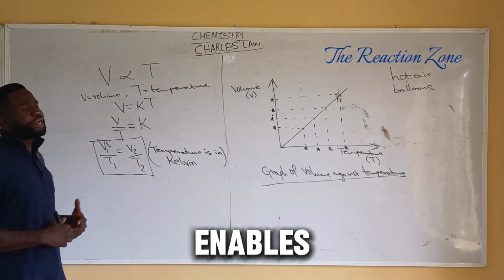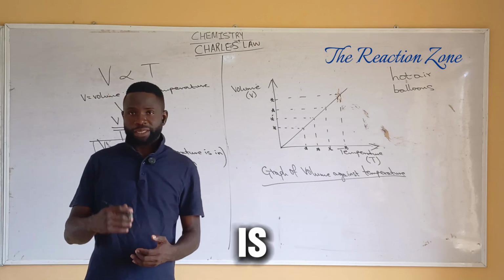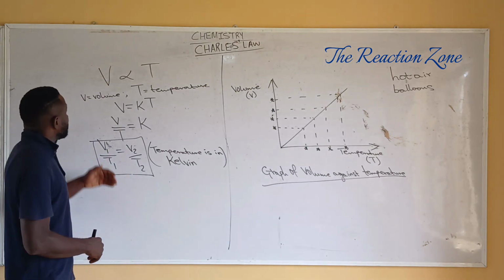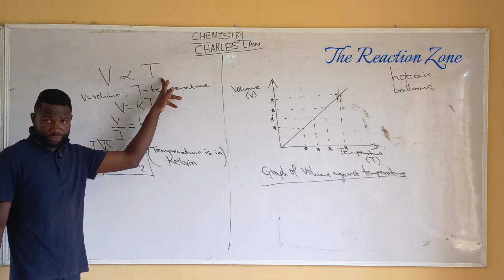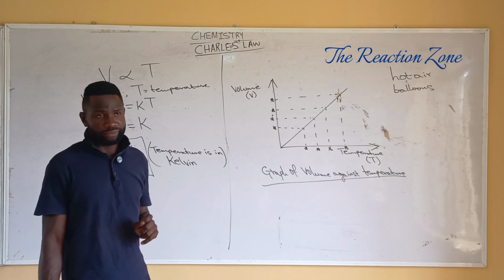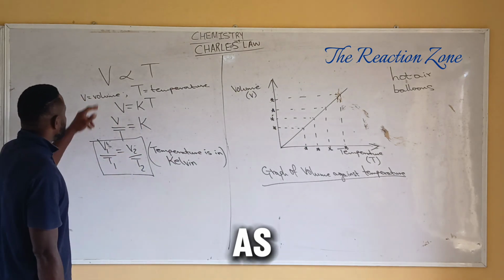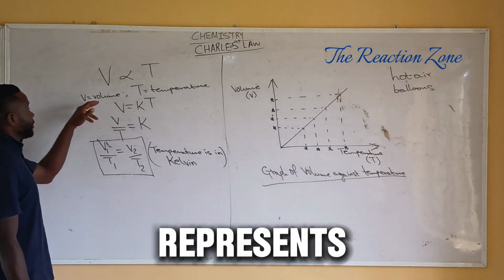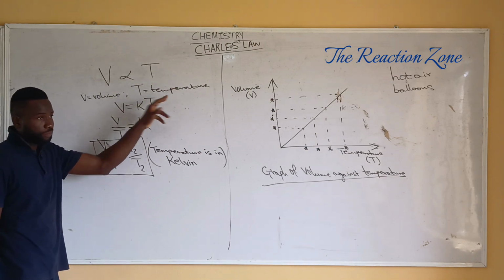Charles' Law enables us to understand what happens to a gas when it is heated. According to this law, the volume of a gas is directly proportional to its temperature, provided that pressure remains constant. Mathematically, this is expressed as V is directly proportional to T, where V represents volume, T represents temperature.